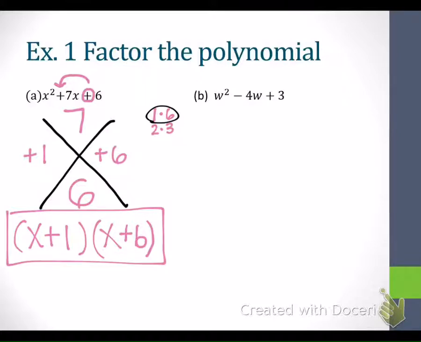Now, what do you think would be a good way for me to check my answer? If I wanted to make sure I had the right binomials, what could I do to check that? FOIL. Very good. If foiling and factoring are the opposites of each other, then once I've factored, I can FOIL that. If I come up with anything other than the original trinomial, I know I've done something wrong.